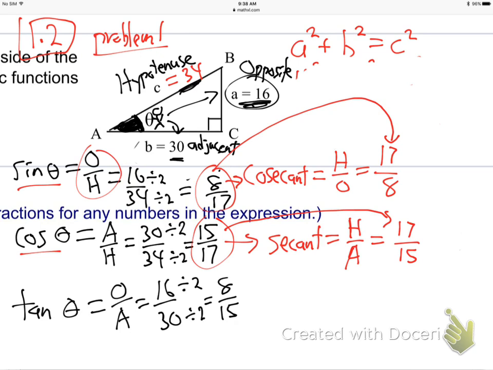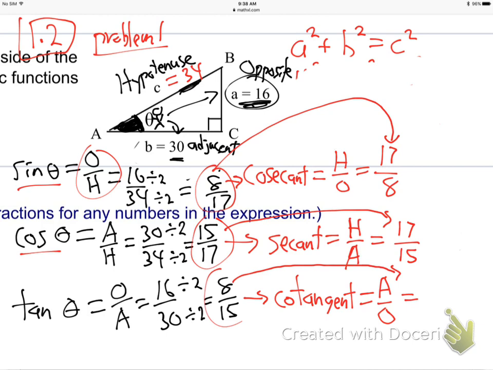And then the upside down of tangent? Cotangent. So that's a over o. It's just the upside down of 8/15. 15/8. And we're done. That's what they want. They wanted all 6 trig functions. Those are the 6 trig functions. So what this class is going to be a lot about is dealing with those 6 trig functions. And we found them all.